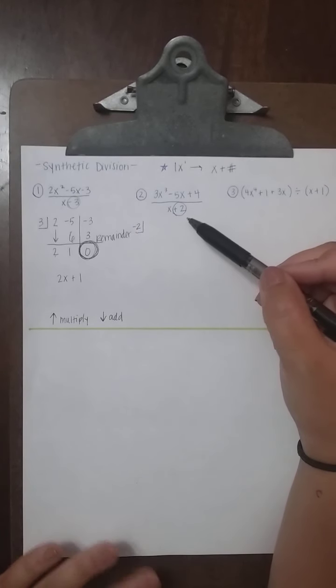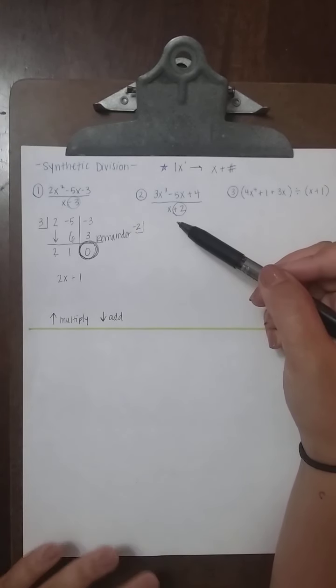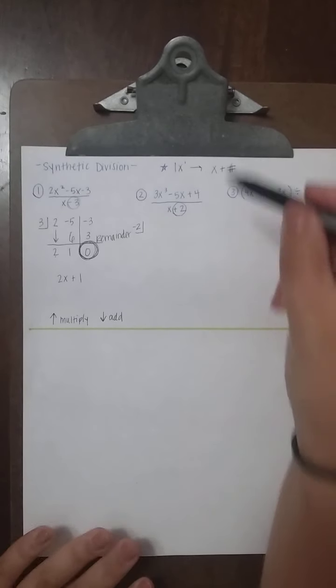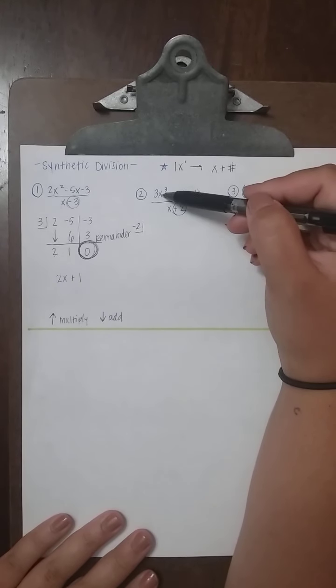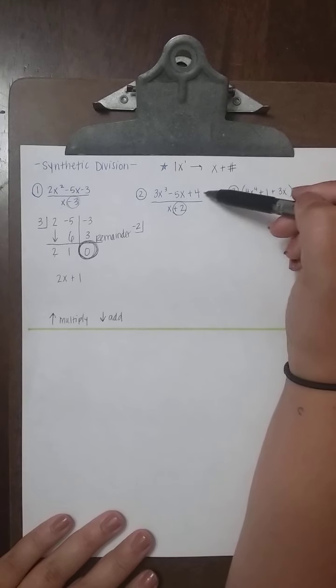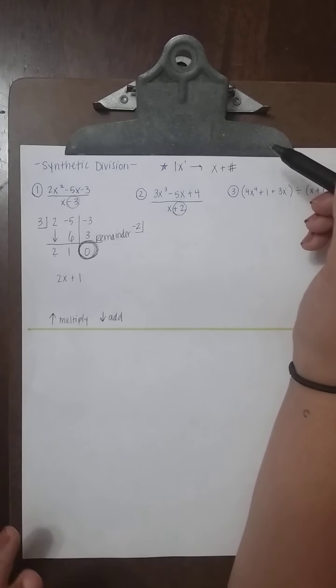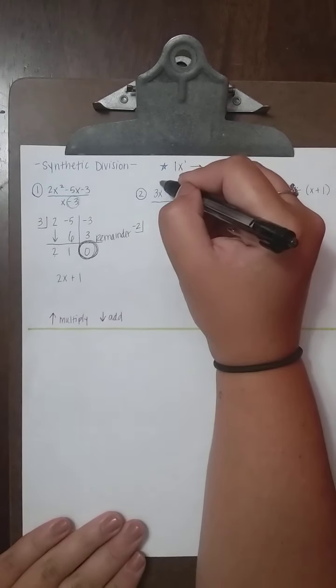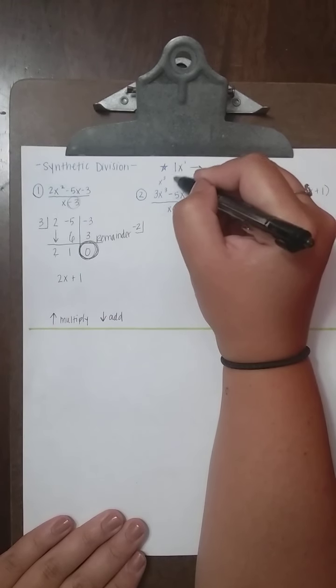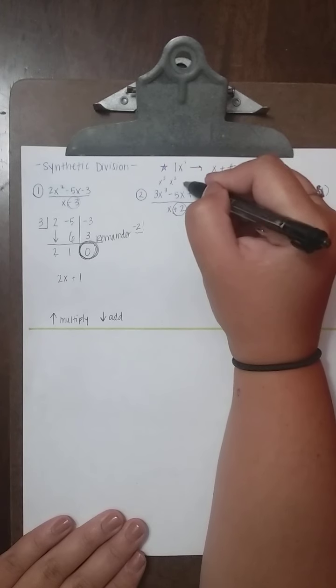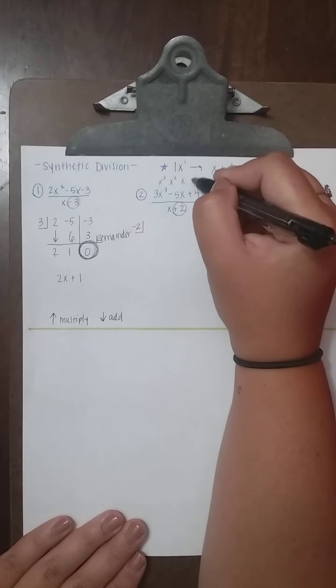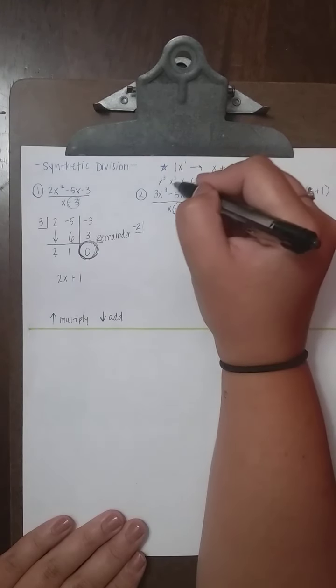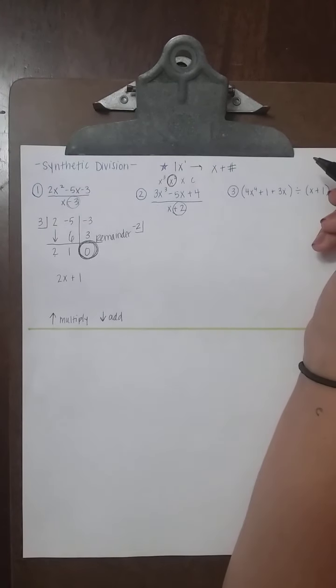All right, for number 2, before I can set it up, we have to check to make sure it's in standard form. So this one, I've got x cubed, then I have x to the first and no x squared. So it's in standard form, but I'm skipping a term, right? Because I have x to the third power, and then I would have x to the second, then x, and then my constant, my number. But I'm missing this x squared in there.